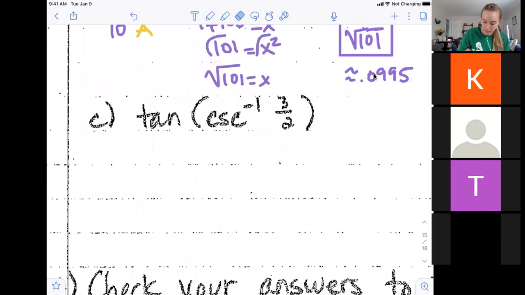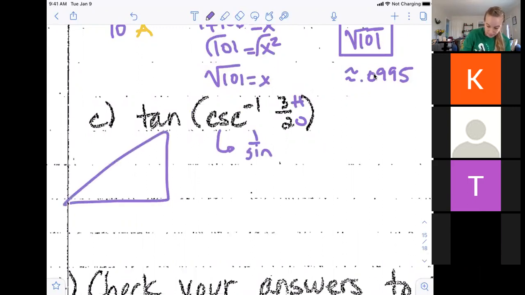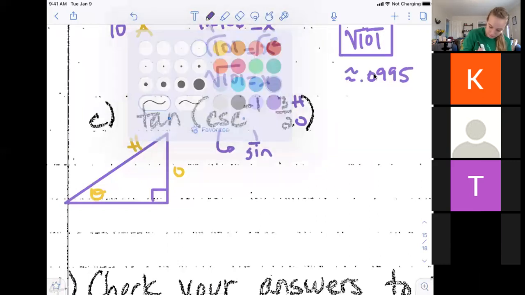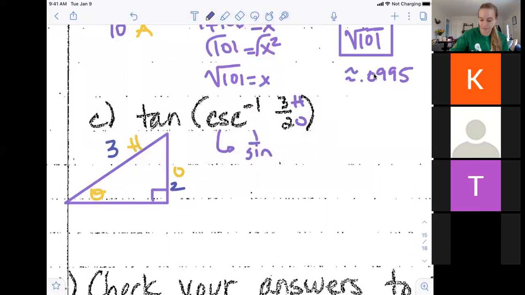I've got tangent of cosecant to the negative first of 3/2. All right, cosecant. Let's think in our brains. Cosecant goes with 1/sine. And so if sine is opposite over hypotenuse, we have to flip it. So I've got hypotenuse over opposite. Draw our triangle. We're just following the same path. Here's my theta. Here's my opposite. There's my hypotenuse. And my hypotenuse is 3 and my opposite is 2.